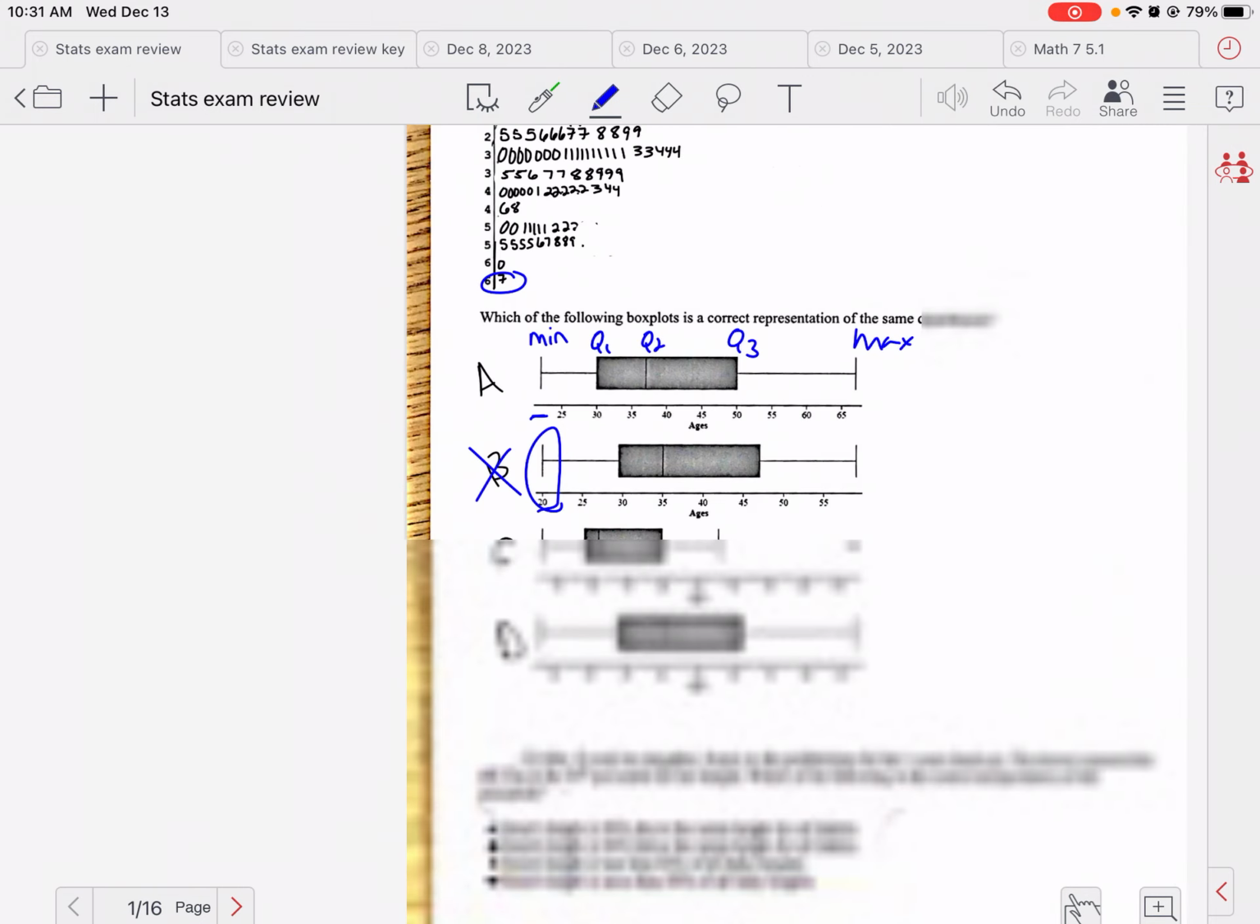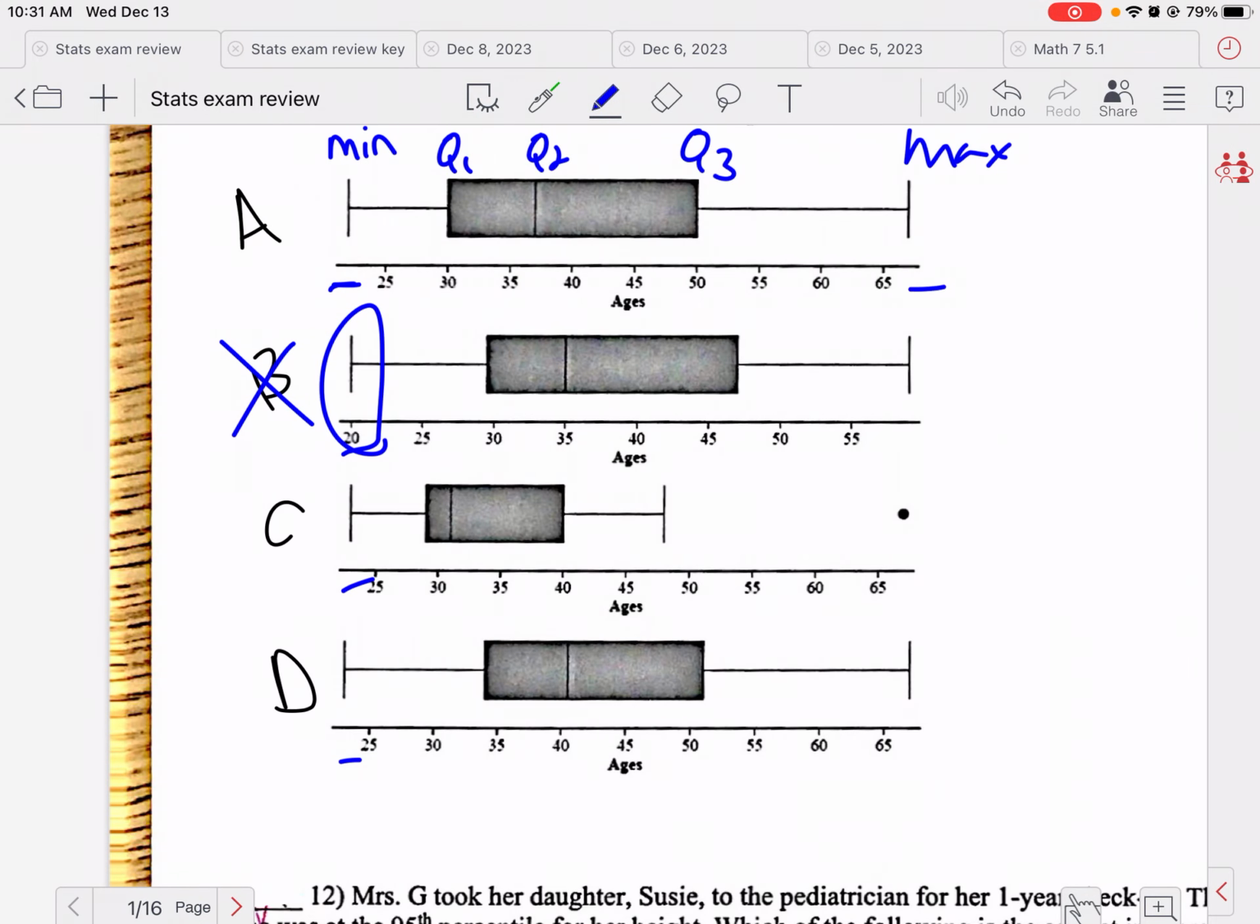I know my highest answer is 67. So A could be at 67. I've already taken away B. C is definitely not at 67. It's not C. And D is at 67.